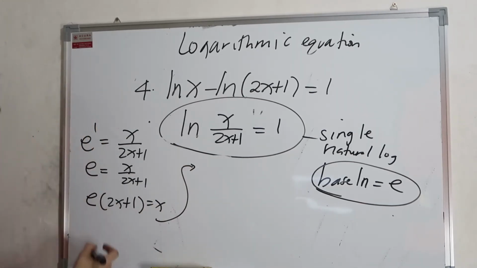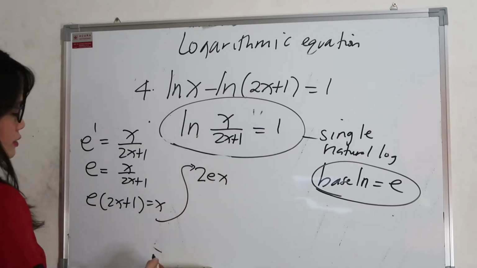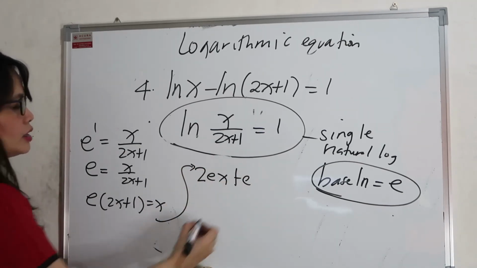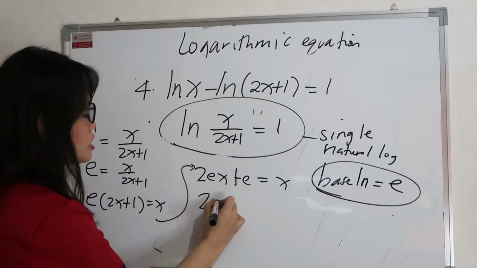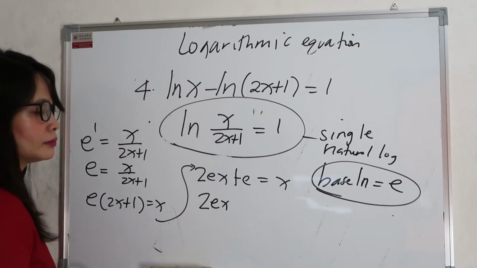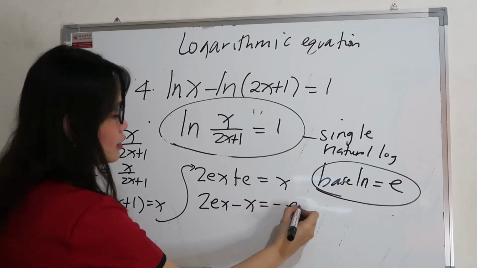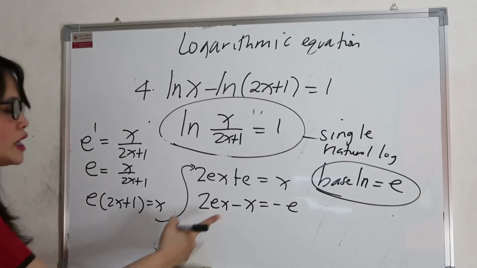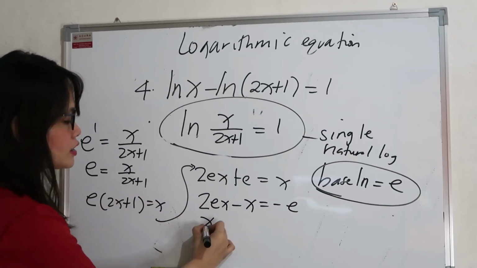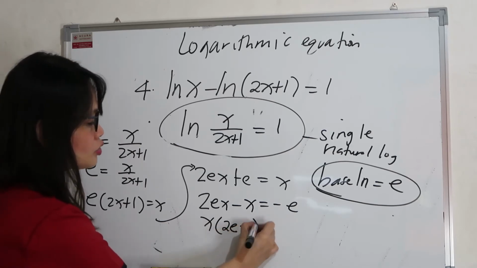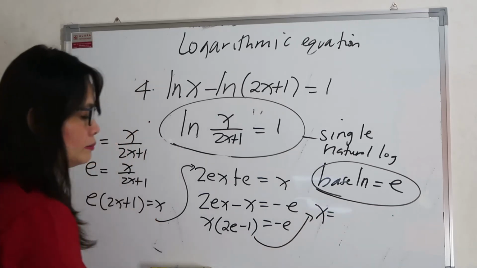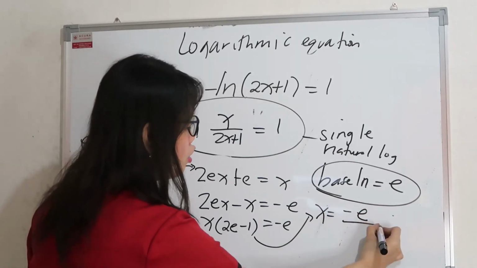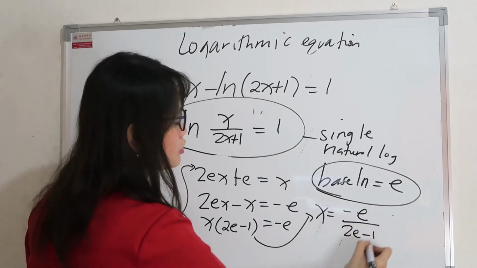Okay? So distribute. So we have 2ex plus e equals x. Our main goal is to solve for x. So you do have 2ex minus x equals negative e. Okay? So bring out x. So that will become x multiplied by 2e minus 1 equals negative e. So therefore, your x will be negative e over 2e minus 1.